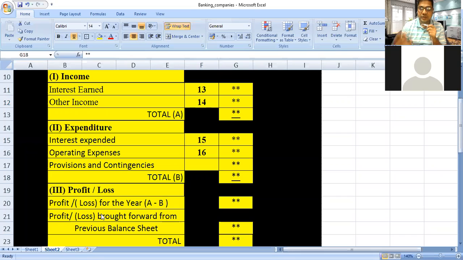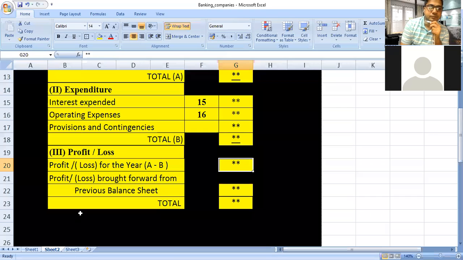Then after that we have to find out the profit or loss earned by the bank. How will we find that out? A minus B, that is, total income minus total expenditure, gives the current year profit. To this current year profit we have to add the previous year's balance sheet profit or loss. If it is a loss, we will deduct it. So this total will come.